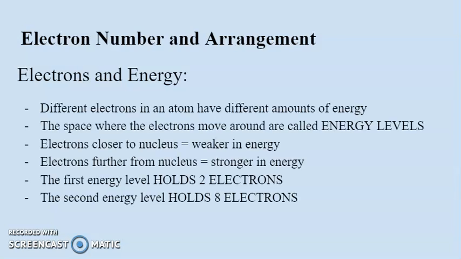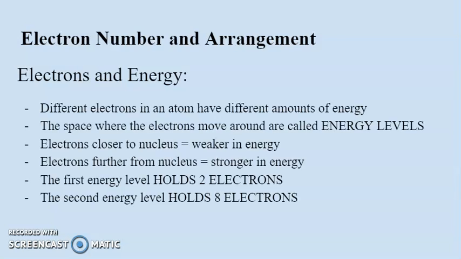Now, electrons have different energy levels where these electrons live. Different electrons in an atom have different amounts of energy. So the space where the electrons move around, those energy levels, as we saw on that first slide, E1, E2, E3, E4, the electrons live on different levels. And the electrons that are closer to the nucleus, so E1, are going to be weaker in energy.